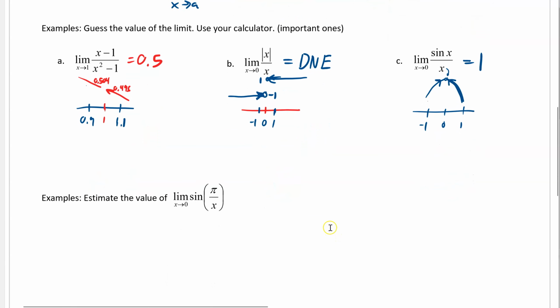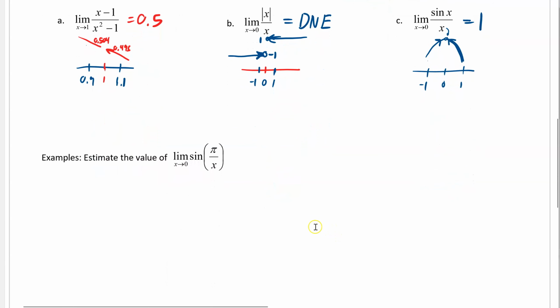Here's a nice fun one for you to try. So plug it in your calculator and give it a shot and see if you can find out what the limit is. Hit pause now.